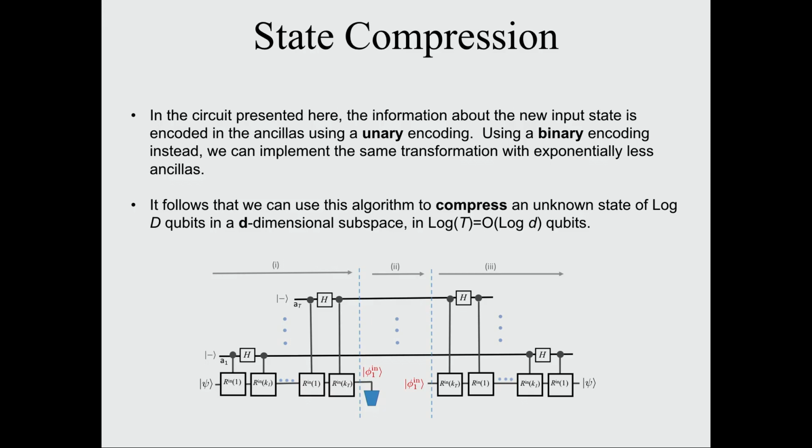So you start with a psi, which lives in a large, capital D dimensional Hilbert space. But you know that it's restricted to a random lowercase d dimensional subspace. Then using this technique, if you are given this sample that stays in this random subspace, you can compress your state to a number of qubits which is log lowercase d. So basically, you can compress almost optimally using this approach.